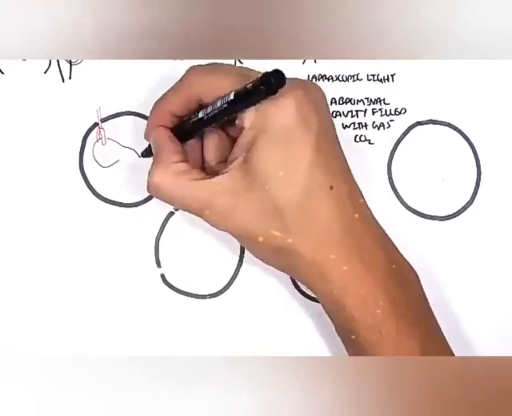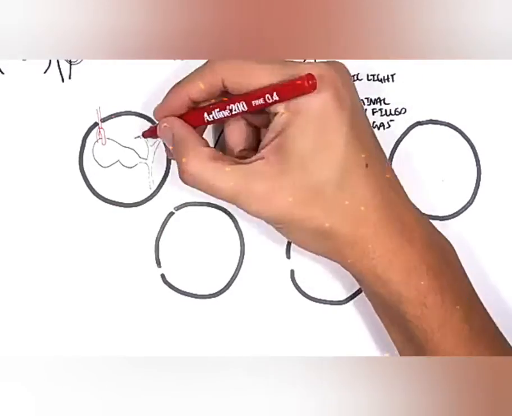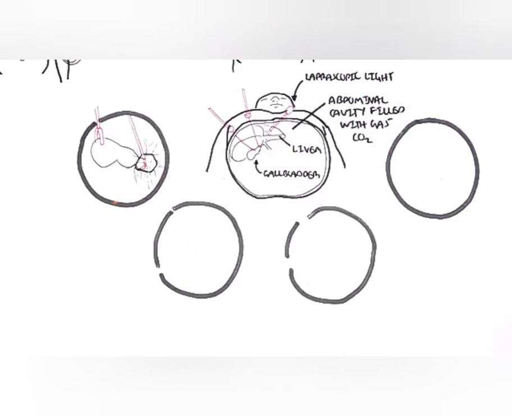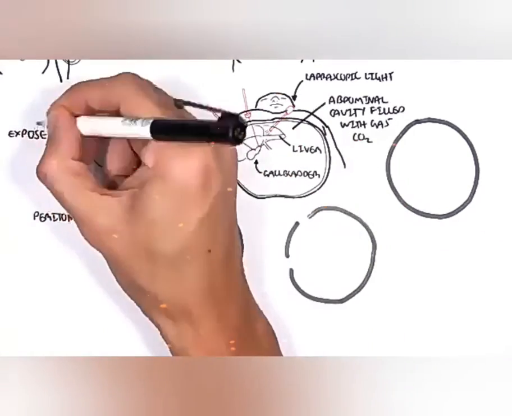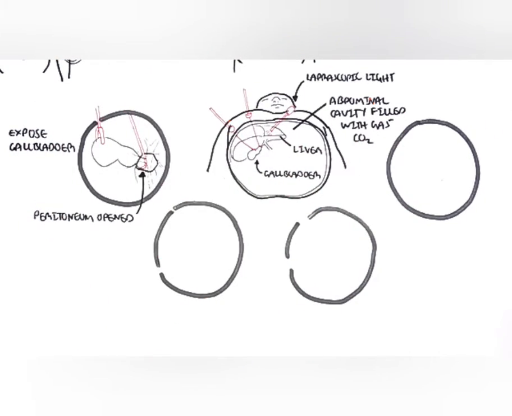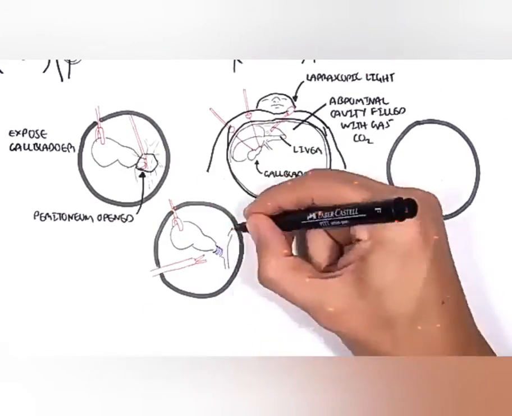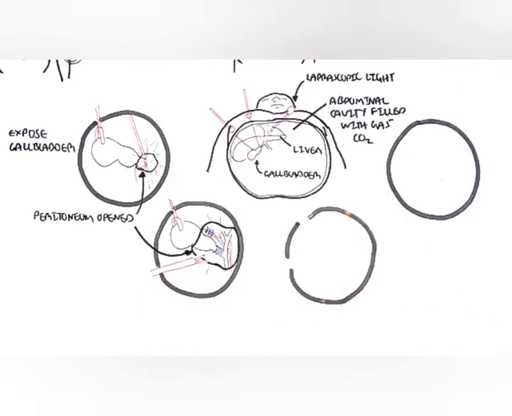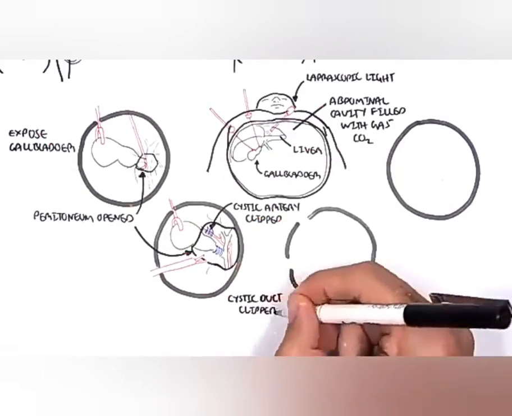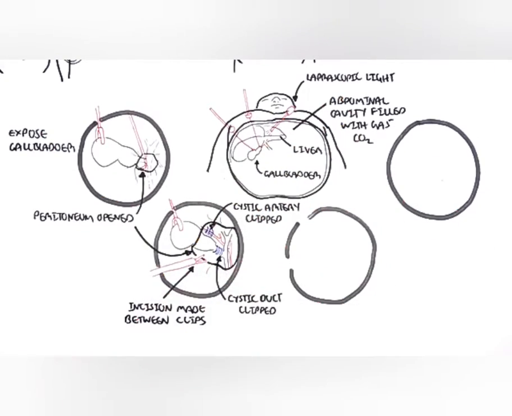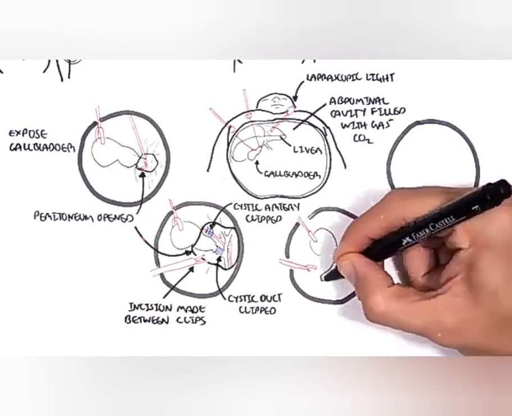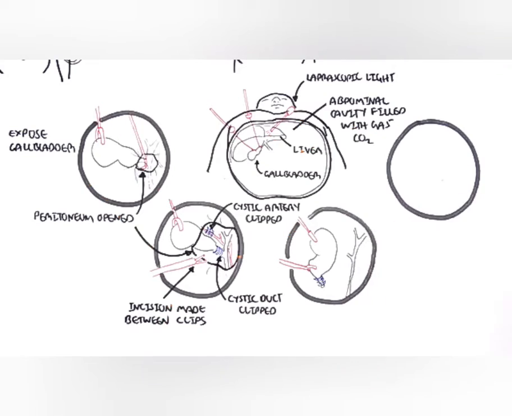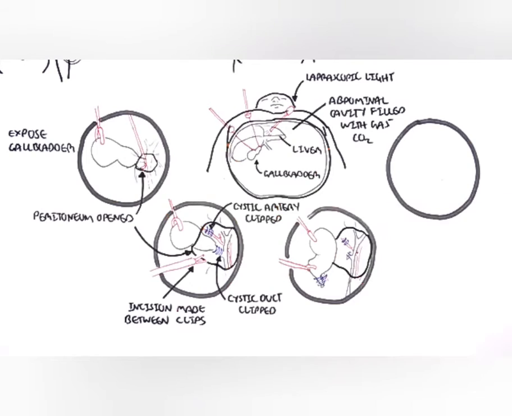Firstly, what happens is that they want to expose the gallbladder because the gallbladder and the digestive organs are surrounded by the visceral peritoneum. When the gallbladder is exposed, the cystic artery is clipped and the cystic duct is clipped. And then incisions are made in between the clips. This is in order to prevent spillage of contents within the ducts. Once the incisions are made, the gallbladder can be safely removed.